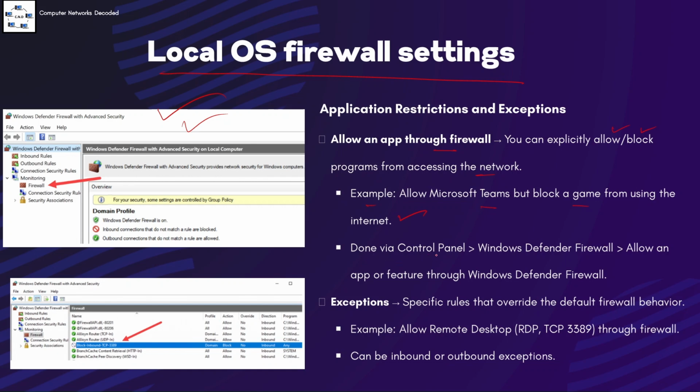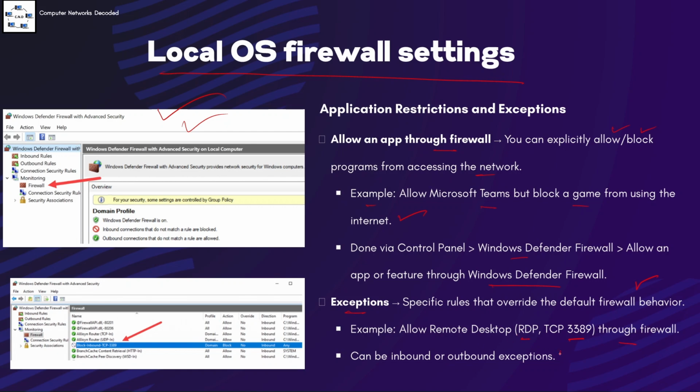It can be done through the control panel. In control panel, we have Windows Defender Firewall, and in Windows Defender Firewall, we can allow an application or feature through settings inside the Windows Defender Firewall. Exceptions. So exceptions are specific rules that override the default firewall behavior. For example, we can allow remote desktop or RDP protocol, which uses TCP port number 3389 through the firewall.